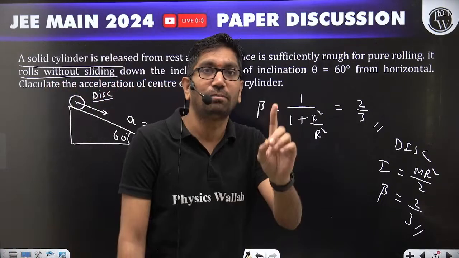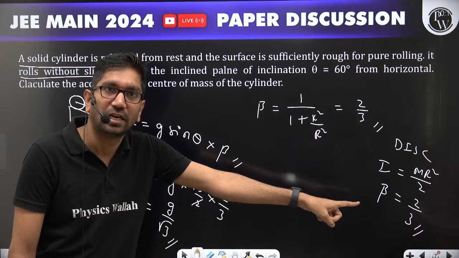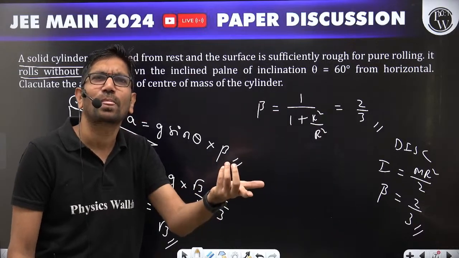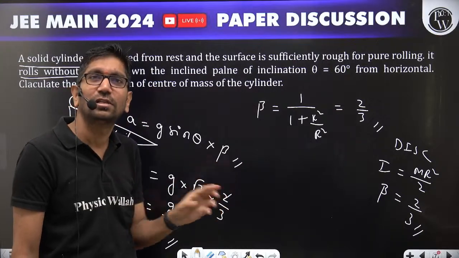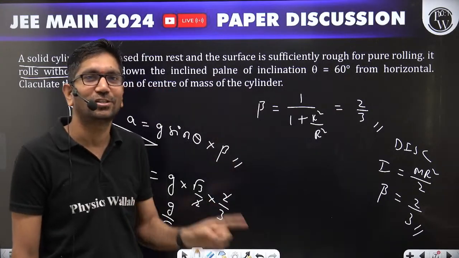Okay, and I also told you the trick to remember the beta value. How much time will it take to substitute the values? It takes less than 10 seconds. So you can solve this one in 10 seconds.